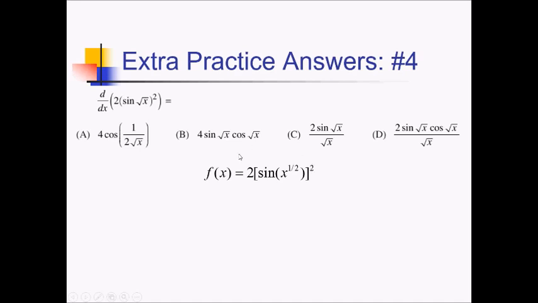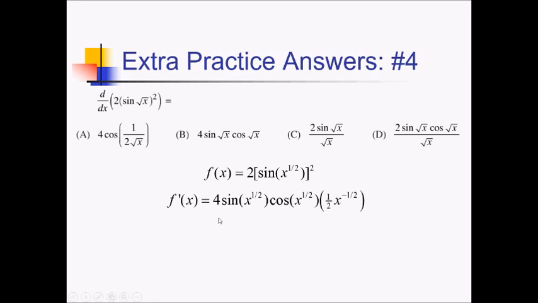Derivative of that is going to be 4 times something to the first, so 4 times sine of x to the 1/2. Next, I multiply by the next function in, which is sine of something. Derivative of that is going to be cosine of something, so in this case, cosine of x to the 1/2. And then we've got the innermost function, which is x to the 1/2. Derivative of that is going to be 1/2 x to the negative 1/2.